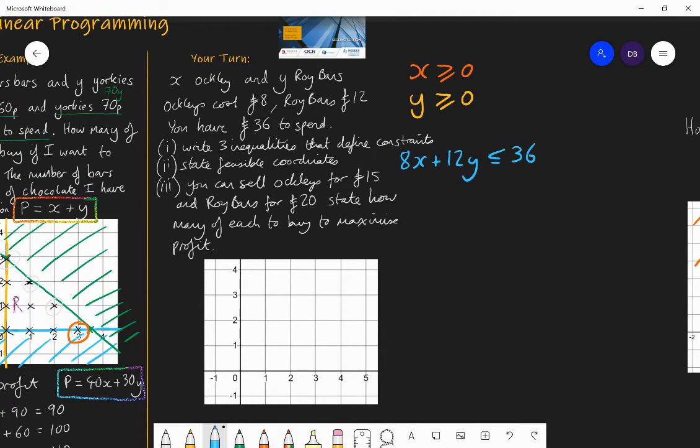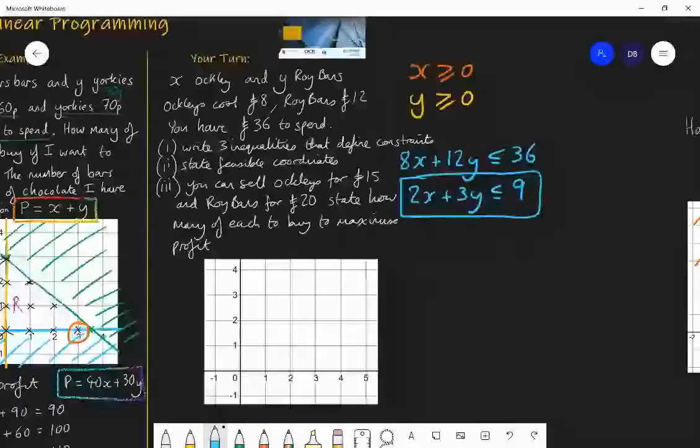So that is the third inequality. So those are your 3 inequalities. By the way, with this 8x plus 12y is less than or equal to 36, you can simplify that down. So that's the same as 2x plus 3y is less than or equal to 9. It'll be the same line on the graph for that. So you could use that as your inequality instead.